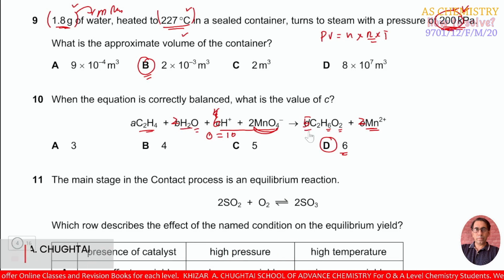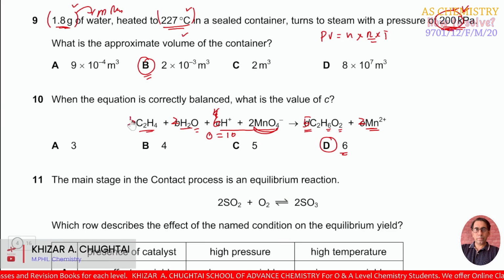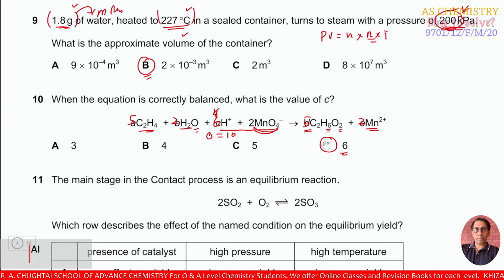And if you are putting 5 over here, then you will have to again write the 5 over here. I think now all atoms, oxygen, hydrogen, manganese, all atoms are balanced, and charges are also balanced. Once again, the mole of H positive ion is equal to 6, that is the C, and the value of C is equal to 6, and D is the correct option. This is the balanced chemical equation. The whole equation is balanced now, and we have C equal to 6. So D is the correct option.